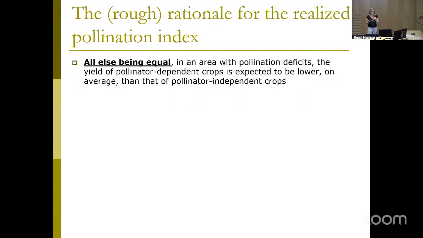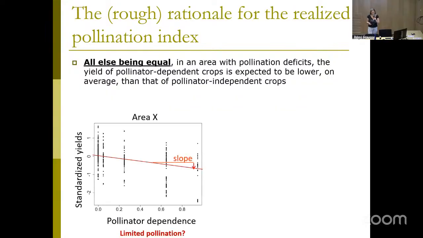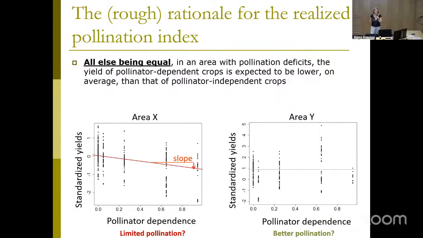The idea is all else being equal, and that's very important. In an area with pollination deficits, we expect the yield of pollinator-dependent crops to be lower on average than the yield of pollinator-independent crops. That's because pollinators are not sufficient and the yield is affected, but only for pollinator-dependent crops. So for example, in an area with such pollination deficits, if you look at the relationship between these standardized yields and the dependence of crops on pollinators, then you expect a negative relationship because pollinator-dependent crops suffer from pollen limitation. In an area where you have no such pollination deficits, you expect something flatter. And the index of realized pollination is simply the slope of this relationship.